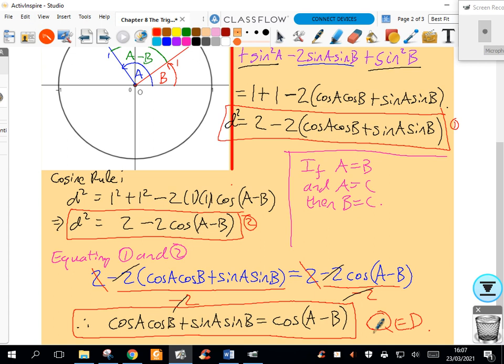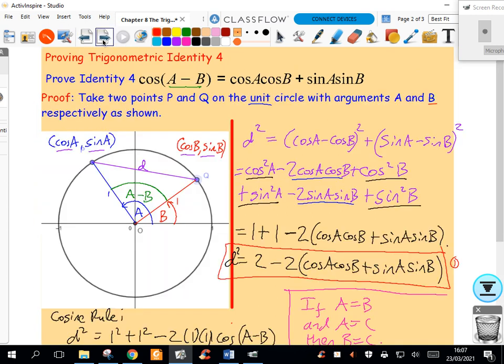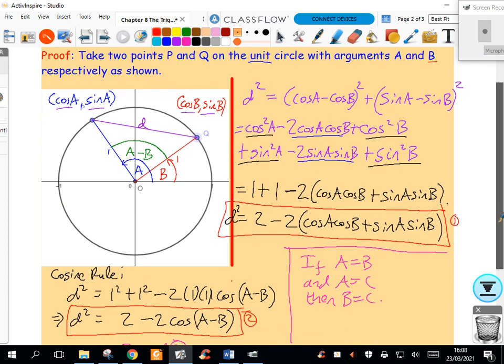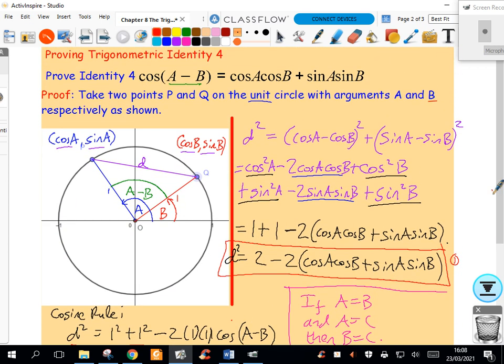The proof of identity 5 relies on understanding identity 4. So practice that, go through it, make sure you follow all the steps. There's a lot of basic tools in here. If there's any of these things you don't understand, then you're in trouble with this proof, really. You've got to know those basic things, all of which you will have gone through before in class, of course. So that's the proof of identity number 4. You have to know it. It's one of your 9 mandatory trigonometric proofs.